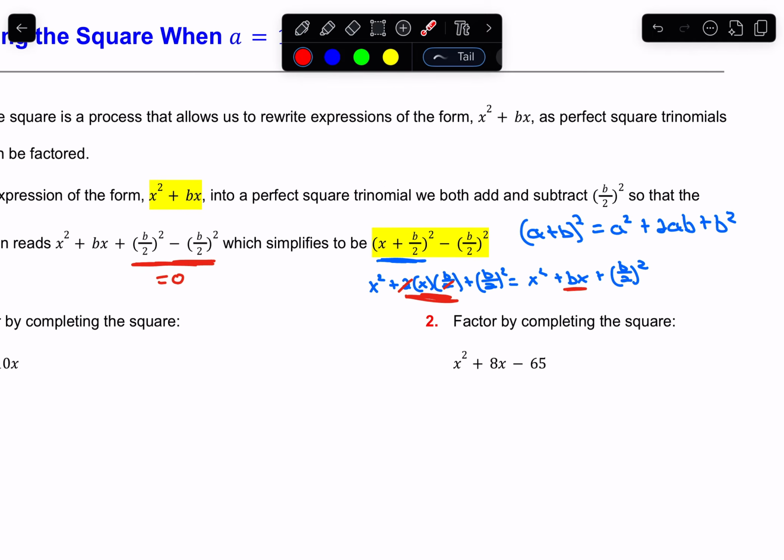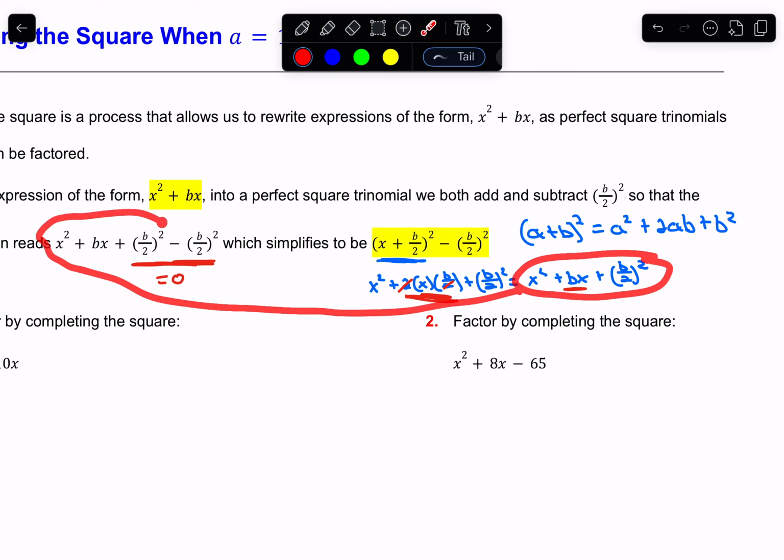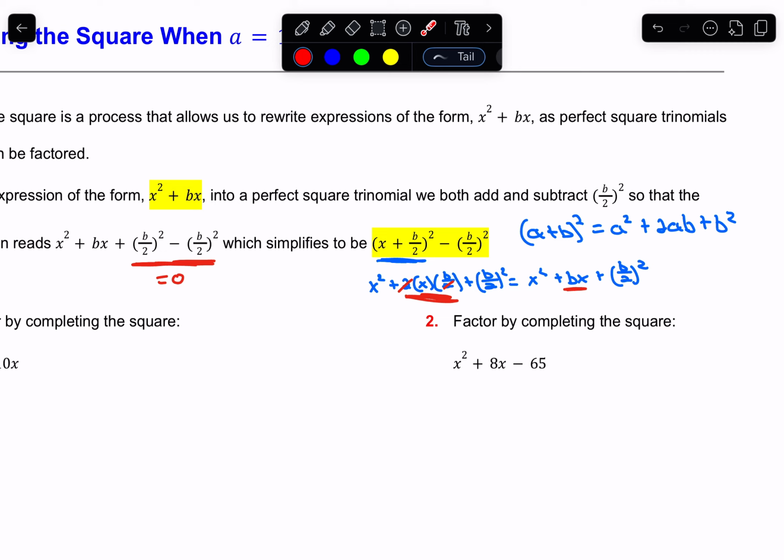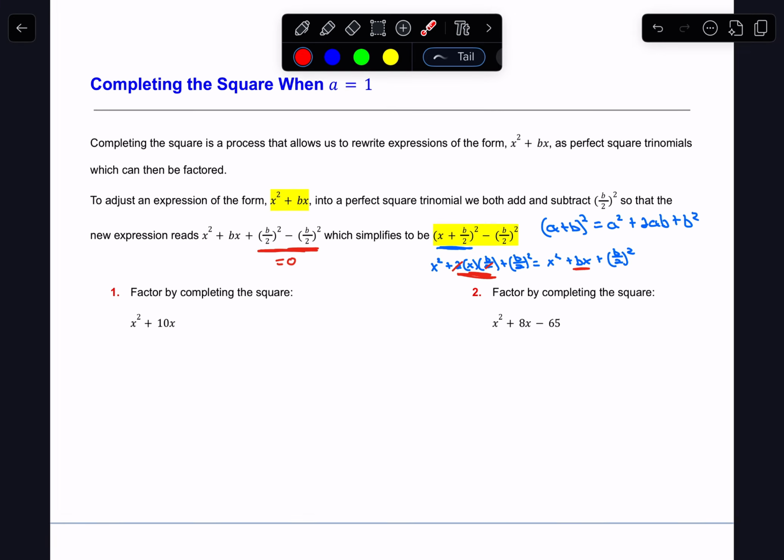All right, and so now notice that what I just wrote here, x squared plus bx plus b over 2 squared, is the same as what we started with over here, x squared plus bx plus b over 2 squared. So these first three terms factor to be x plus b over 2 squared, and this minus b over 2 squared just stayed in the back. All right, so now let's put it into practice.